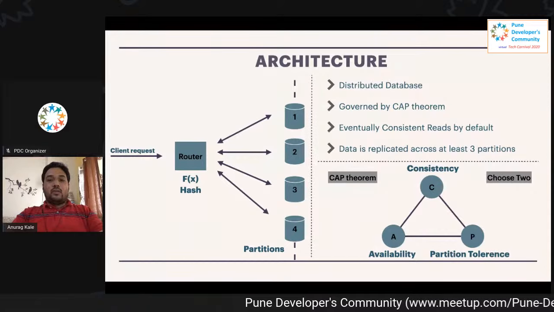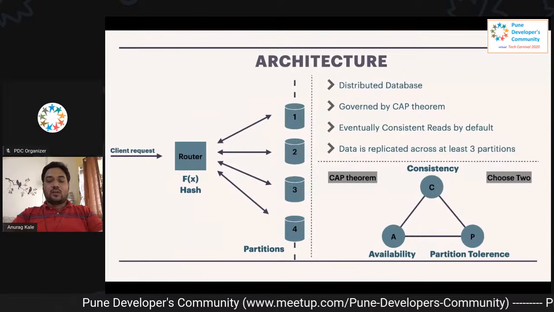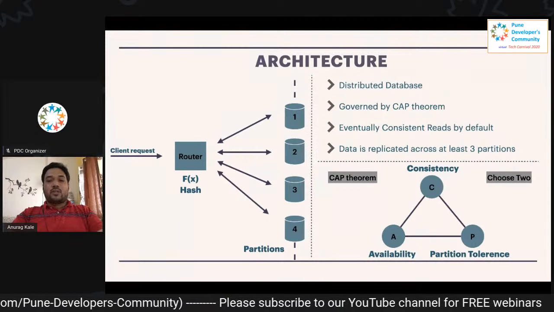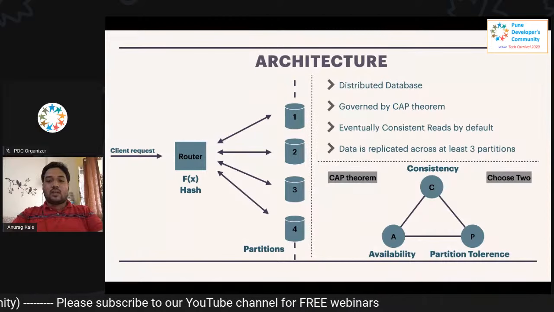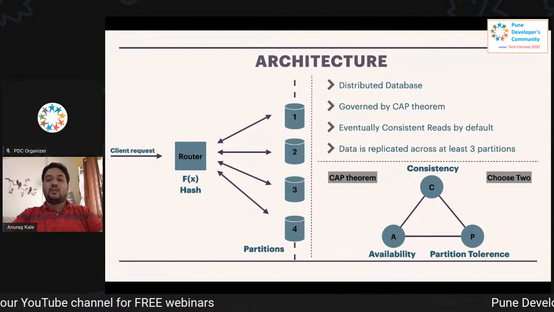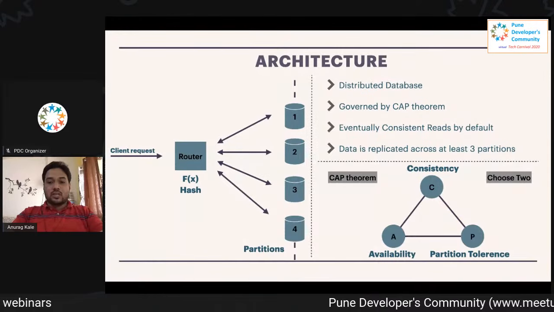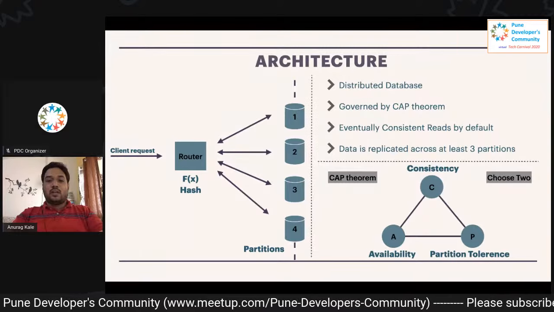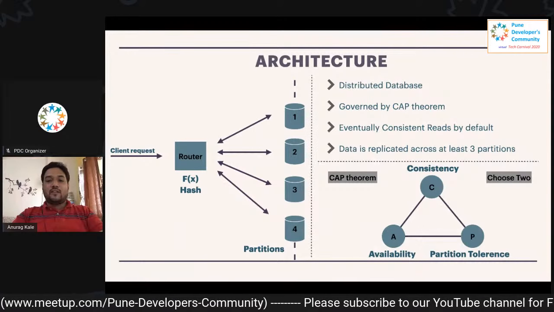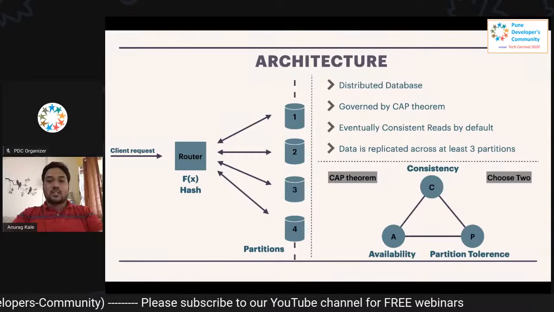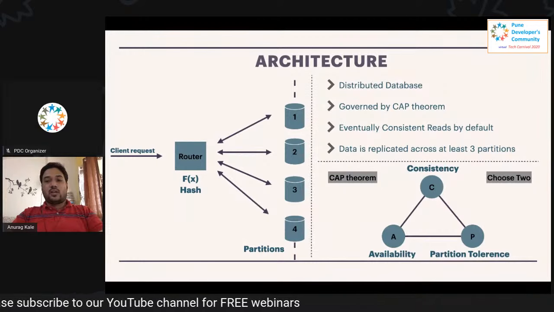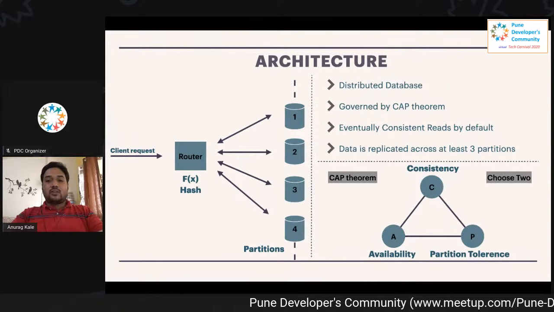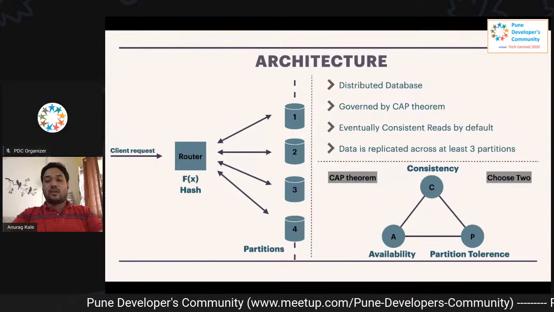Now, distributed systems are governed by something called the CAP theorem. What the CAP theorem says is there are three vertices to it. As you can see, there is consistency, availability, and partition tolerance. At any moment in time, you can only achieve two of these three features in your distributed database or your distributed system. So what that basically means is you have to compromise on one of the vertices of this particular triangle.